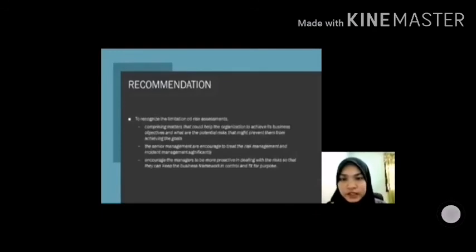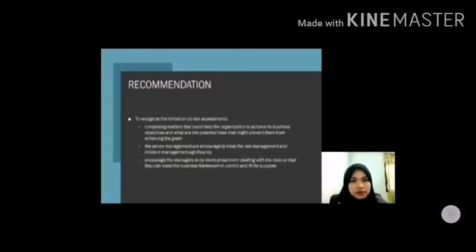Okay, so one of the recommendations is to recognize the limitation of risk assessment in the company. In general, risk assessment analysis usually relates significantly to a few factors including knowledge, individual preference and character personalities of those who are involved. The analysis is done to identify to what extent the organization is ready to face any uncertain events in the future. It can be done by comprising methods that could help the organization to achieve its business objectives and identify the potential risks that might prevent them from achieving the goals.